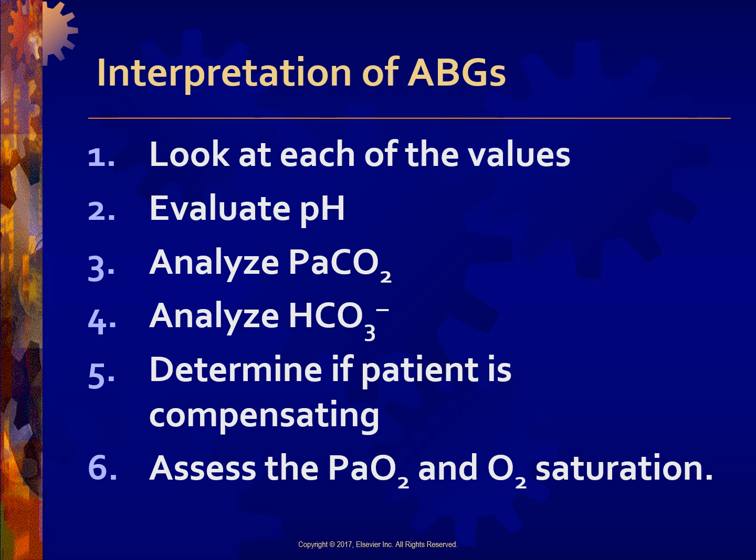Next, you're going to analyze the bicarbonate to see if the patient has metabolic acidosis or alkalosis. Since the kidneys primarily control the bicarbonate, it is a metabolic component of the ABG. Because the bicarbonate is a base, high levels of base increase the pH and result in metabolic alkalosis. Low levels decrease the pH and result in metabolic acidosis.